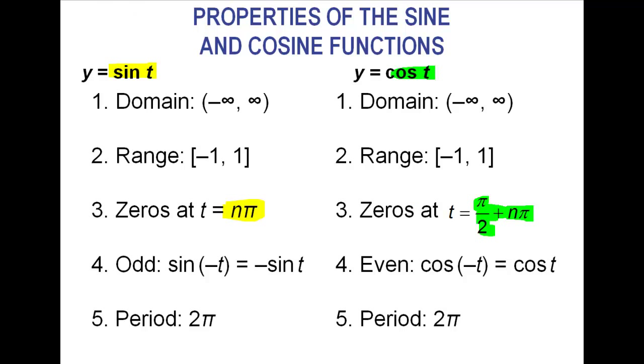And then the other big difference between the two is that sine is an odd function. Remember, an odd function means if you plug a negative number in, you get the opposite answer you would have gotten if you plugged the positive number in. Whereas cosine is an even function, so cosine of a negative number is the same thing as cosine of a positive number. It's like x squared, right? So this is like our x squared function, whereas this one's like our x cubed function, even and odd.